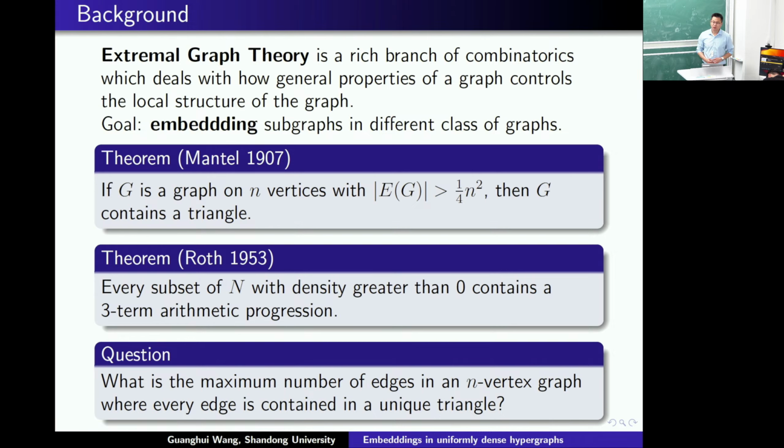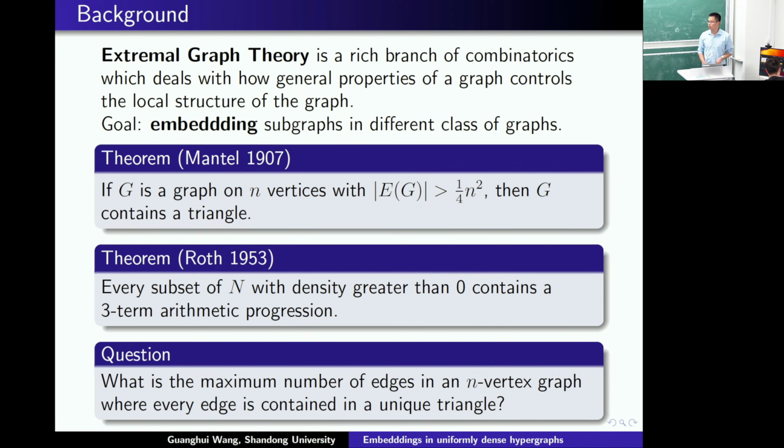For example, Mantel's theorem states that if a graph on n vertices has a number of edges above n squared over 4, then this graph contains a triangle. Here, a triangle is a local structure, and the number of edges or density is the general property.